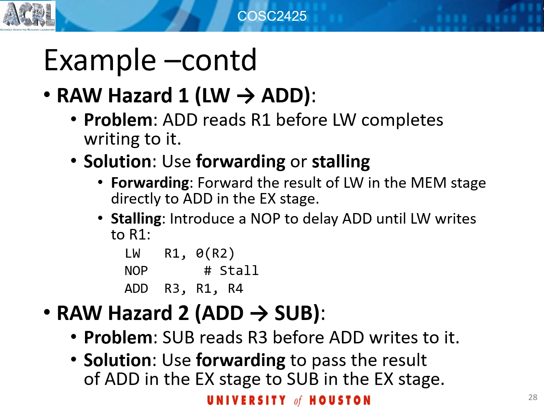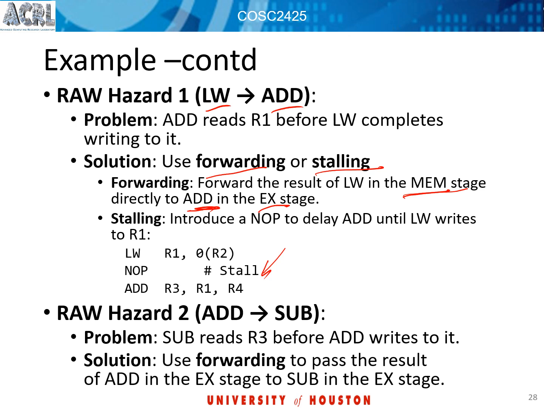So there is a RAW hazard between the load and add, and so the solution would be either you do forwarding or stalling. And so the way you would do forwarding is you would forward the result that has been presented in the mem after the mem stage to the execution stage, where the add is going to need it, or you just insert a no operation as a stall, and that would solve it.